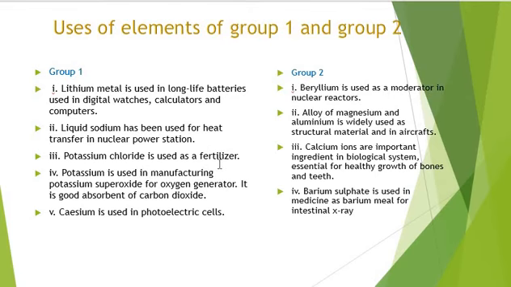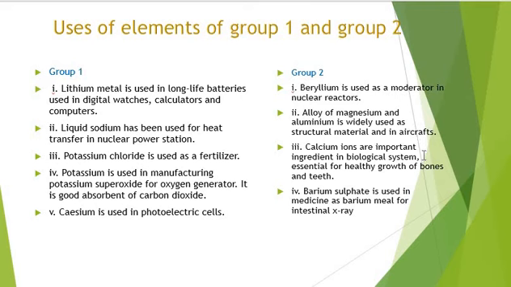Potassium is used in manufacturing of potassium superoxide for oxygen generator, and it is also a good absorbent of carbon dioxide. And very important, cesium is used in photoelectric cells. If we talk about group 2 elements, beryllium is used as moderator in nuclear reactors. Alloy of magnesium and aluminium is widely used as the structural material in aircrafts.